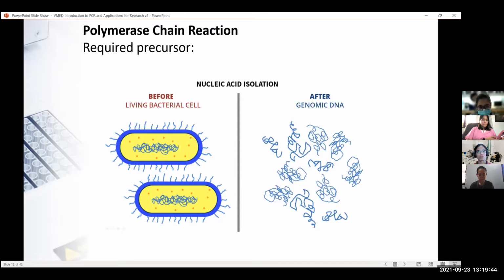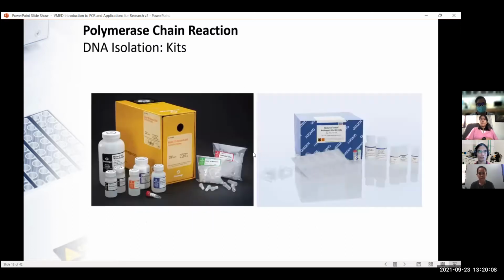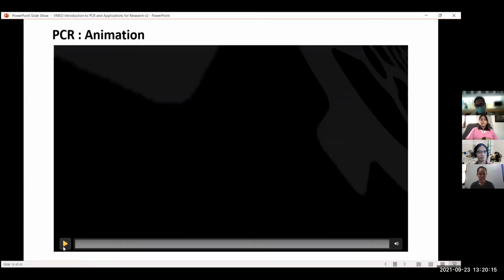PCR process. So as mentioned earlier, the required precursor of the polymerase chain reaction would be nucleic acid. So you cannot perform PCR without isolated DNA. There are exceptions, but usually you need to isolate the DNA or RNA first. Okay, and you also need kits, or if you're using organic solvents, you need the organic solvents first. Okay, so let's watch the animation.